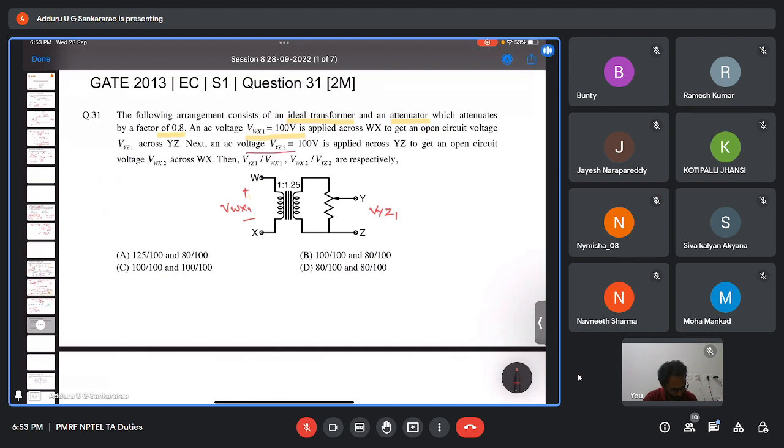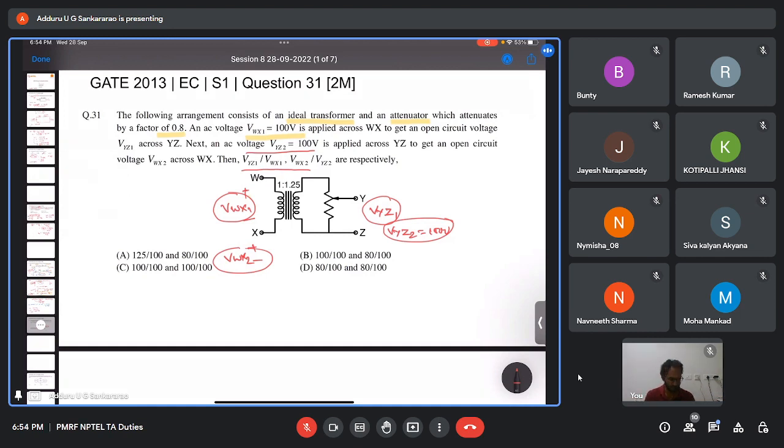When you are applying input voltage VWX1, you are getting output voltage VYZ1. Next, an AC voltage VYZ2 is applied here, and then you get the voltage on this side as VWX2. First time you are applying input here, VYZ1 is output. Second time input is being applied here, the output is measured at the input side. Then in the question they are asking for the ratios VYZ1 by VWX1 and VWX2 by VYZ2.